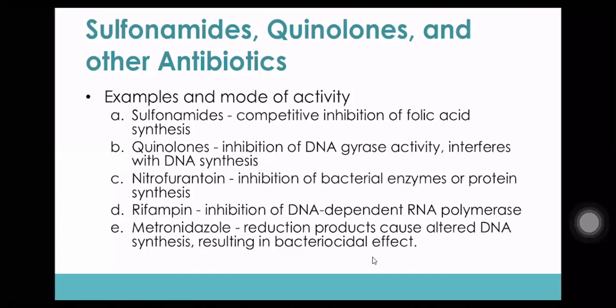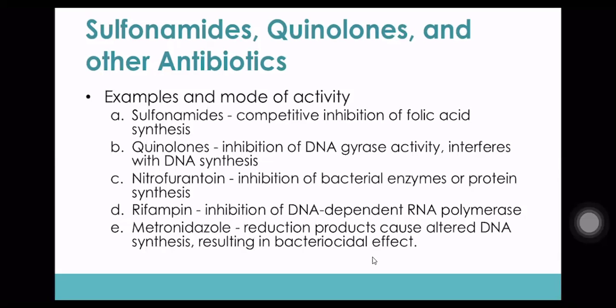Letter C, nitrofurantoin: inhibition of bacterial enzymes or protein synthesis. Another note on nitrofurantoin: it is a yellow disc, because commonly your antibiotic disc is white, like plain paper. However, nitrofurantoin is yellow and is especially impregnated in the agar with a urine specimen, because commonly it is used to treat urinary tract infections.